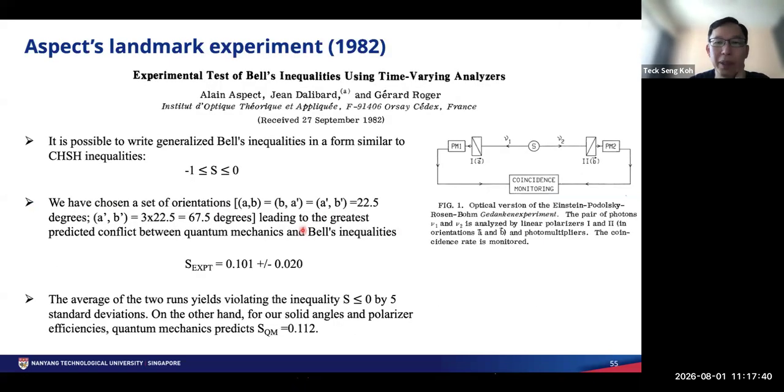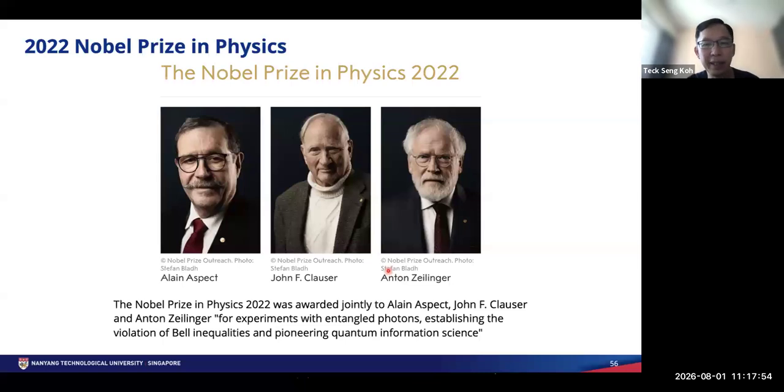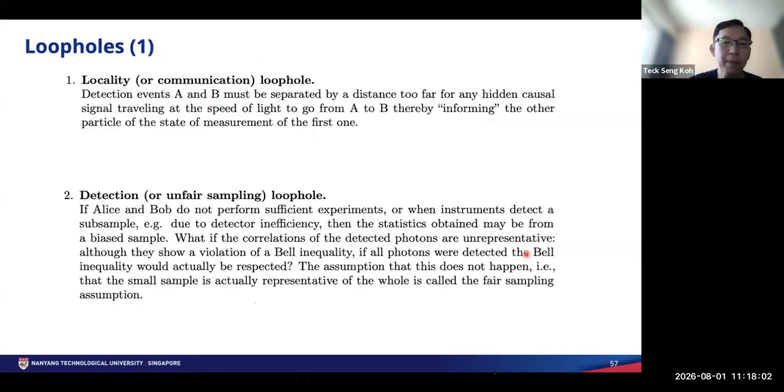So the landmark experiment is by Alain Aspect. He found a violation of Bell's inequalities. He wrote it in a different form, so it's between -1 and 0, but that's the same idea. And for that, these three gentlemen, Aspect, Clauser, and Zeilinger, got the Nobel Prize four years ago.